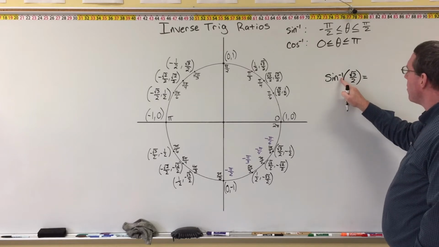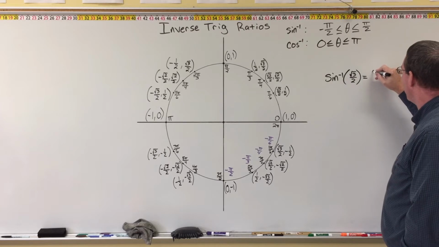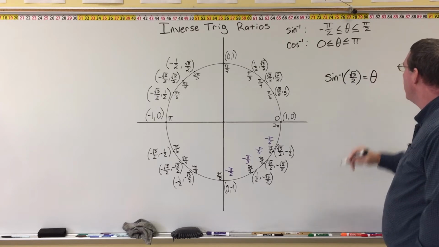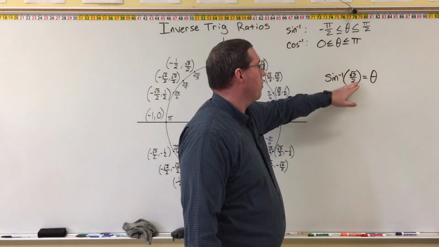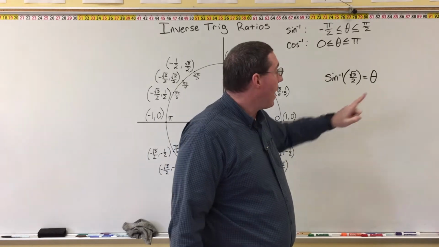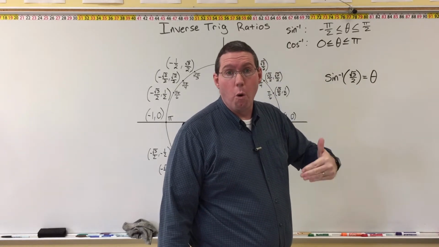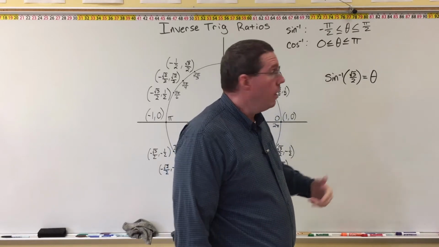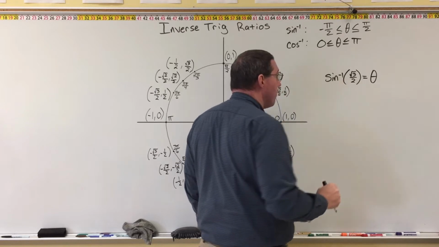We know that this is asking the question, what theta angle? So over here on the other side of the equal sign, we can turn this into an equation: sine inverse of square root of 3 over 2 is equal to theta. Now we have an equation that has a variable, theta. Now we can solve for theta. The question is, how do we cancel sine inverse?